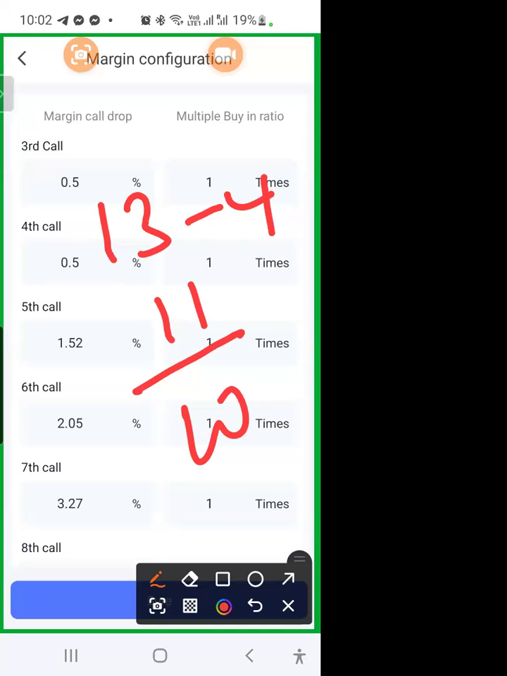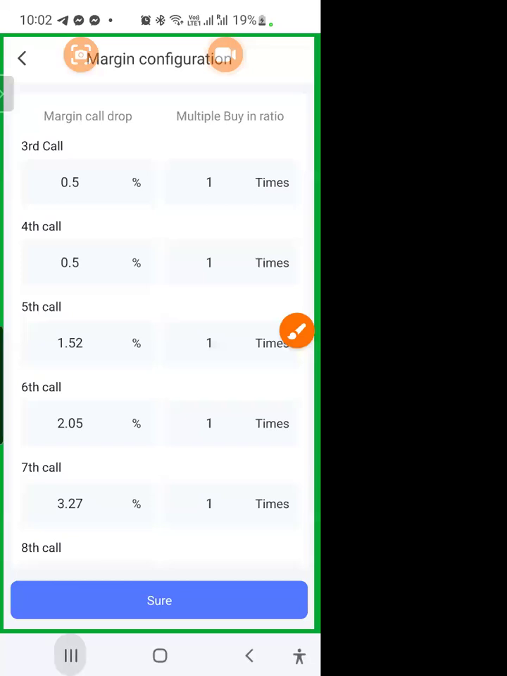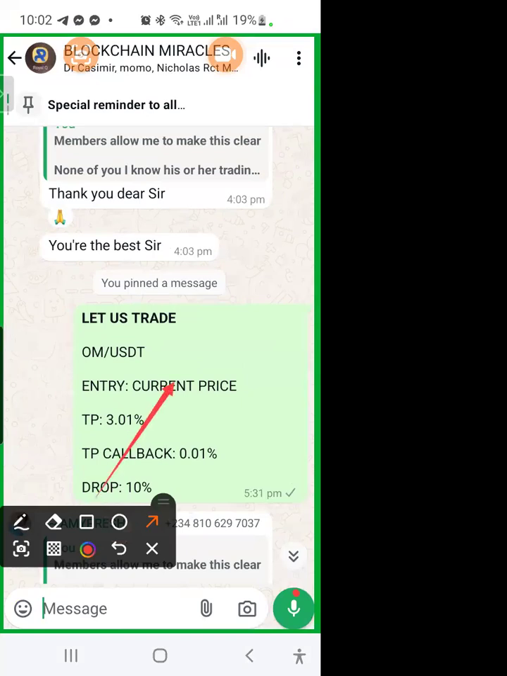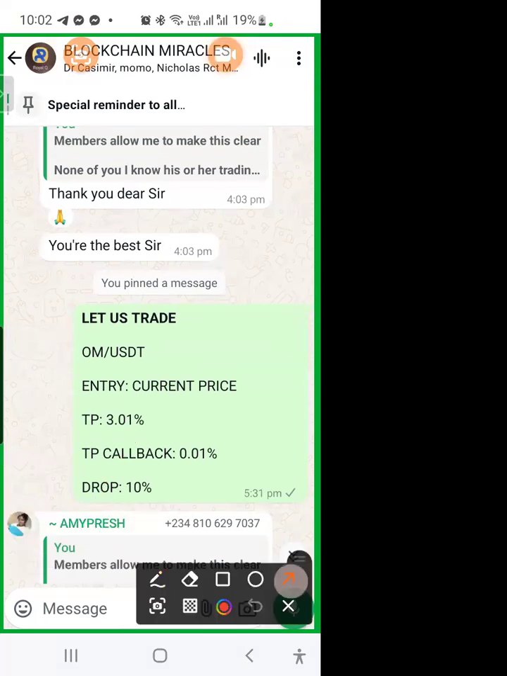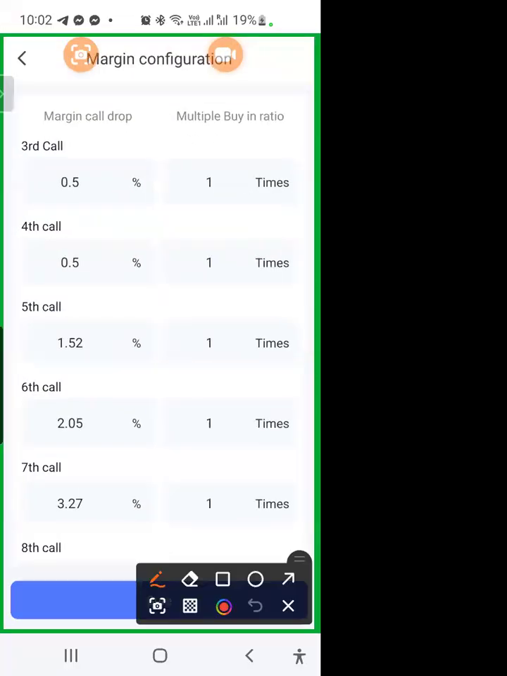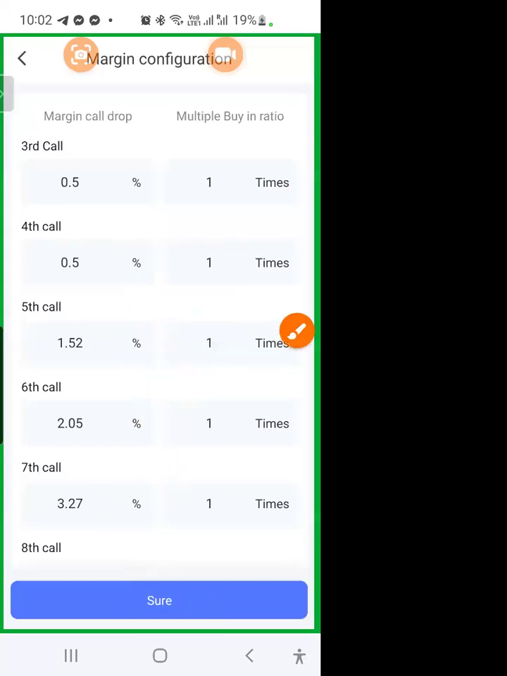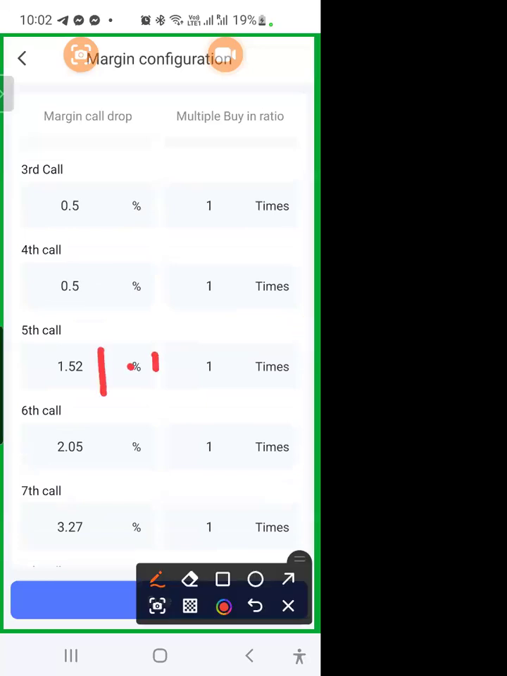Question is, where do you get that 10 from? It is here in our signal. Just take this 11, which is the remaining margin calls, divide it by 10, and the answer you are going to get is 1.1. Therefore, keep 1.1 here, from here, 1.1, 1.1, 1.1, all the way.